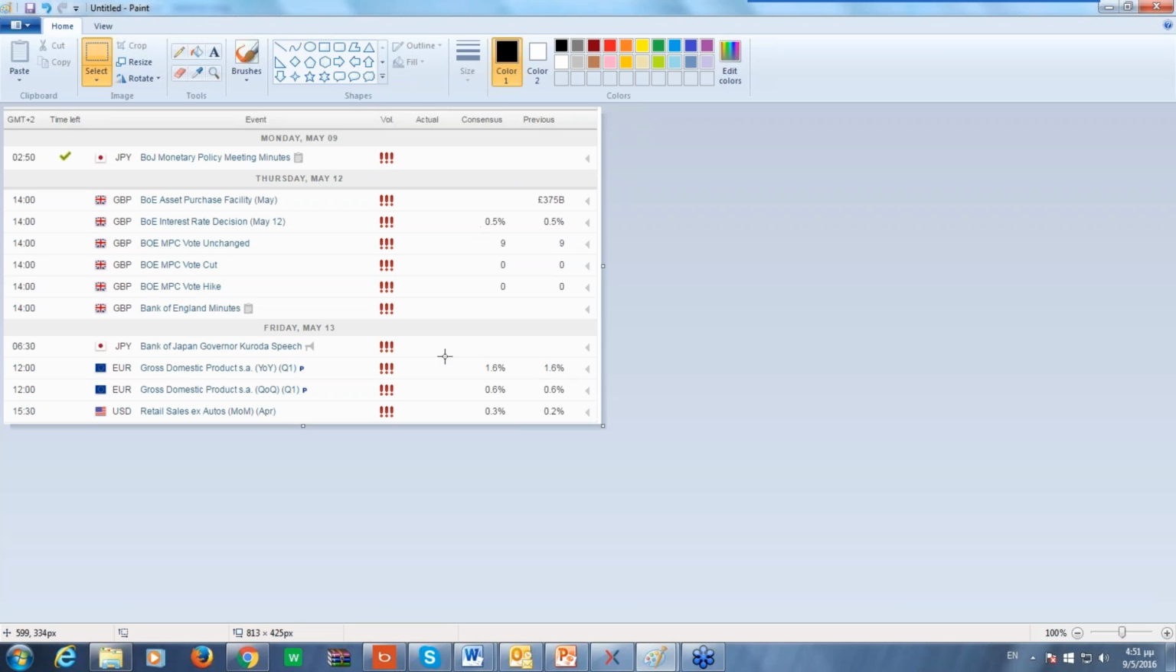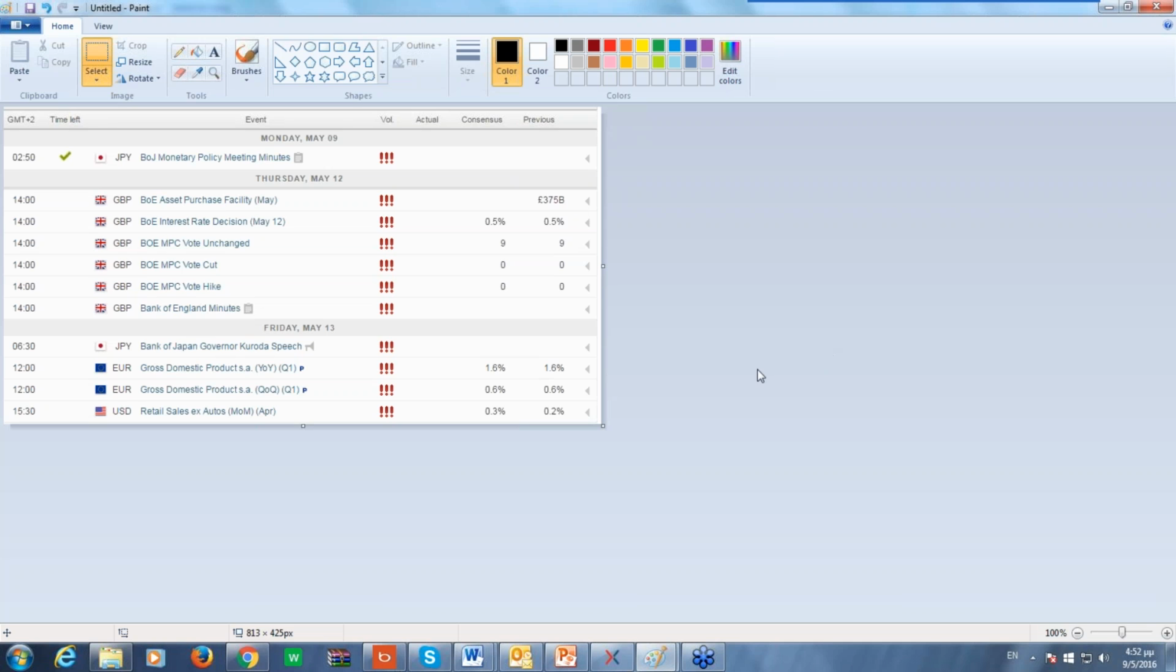Then we also have on Friday another impactful event, which is Governor Kuroda's speech. That usually wouldn't have the impact written here, but you need to look into it from early on Friday, to look at the whole tone and at how prices behave from the candles' perspective on the chart, whether any new patterns are emerging.